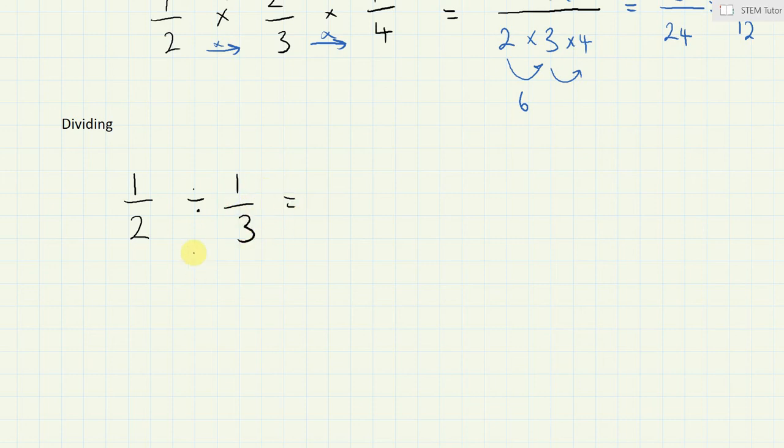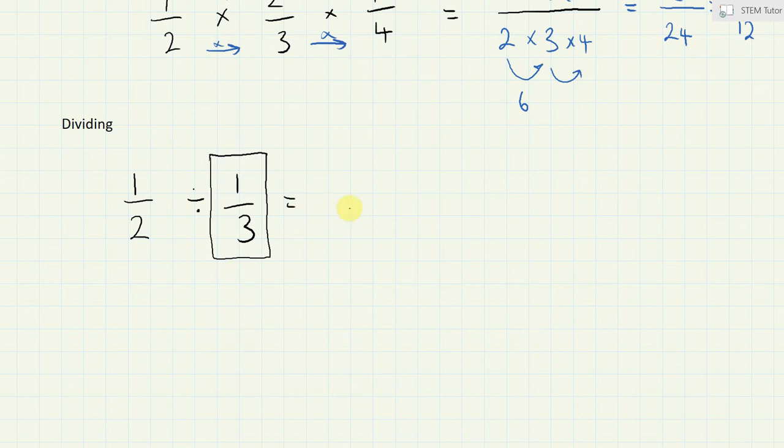Okay, so what you do here is you look at the fraction that's being divided into. So here we have 1 over 2 divided into 1 over 3. So the fraction we're dividing into is 1 over 3.